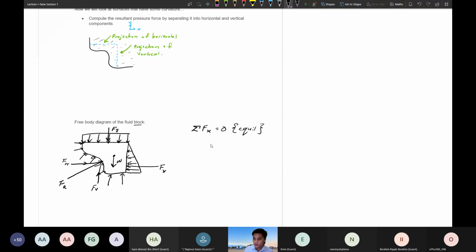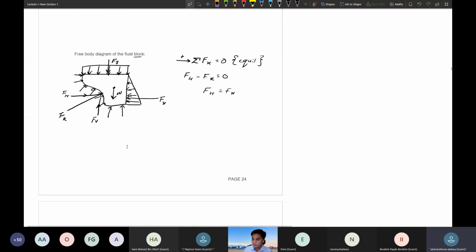Equilibrium, right? So what's the force? Can you write it down? What's the force involved in the x direction? Positive to the right is FH minus Fx equal to 0. So FH equal to Fx.